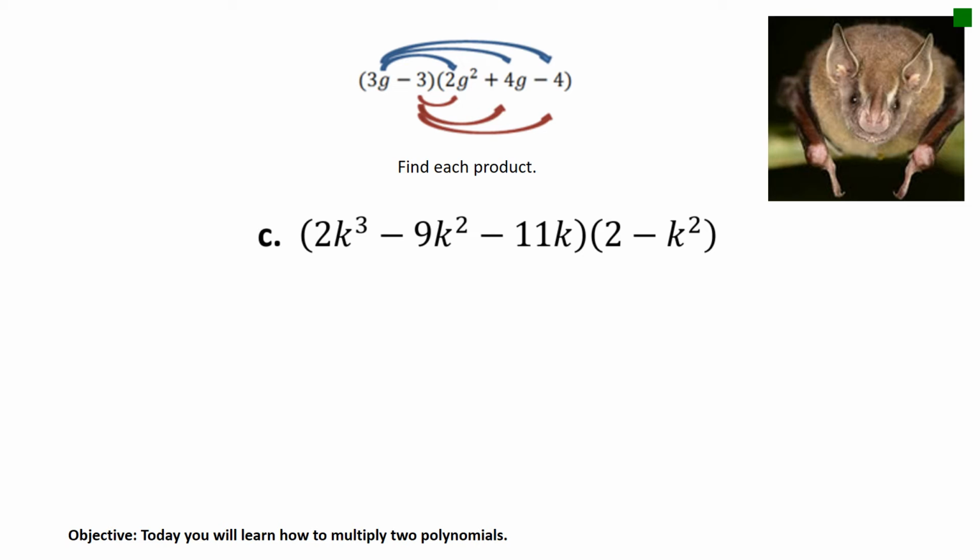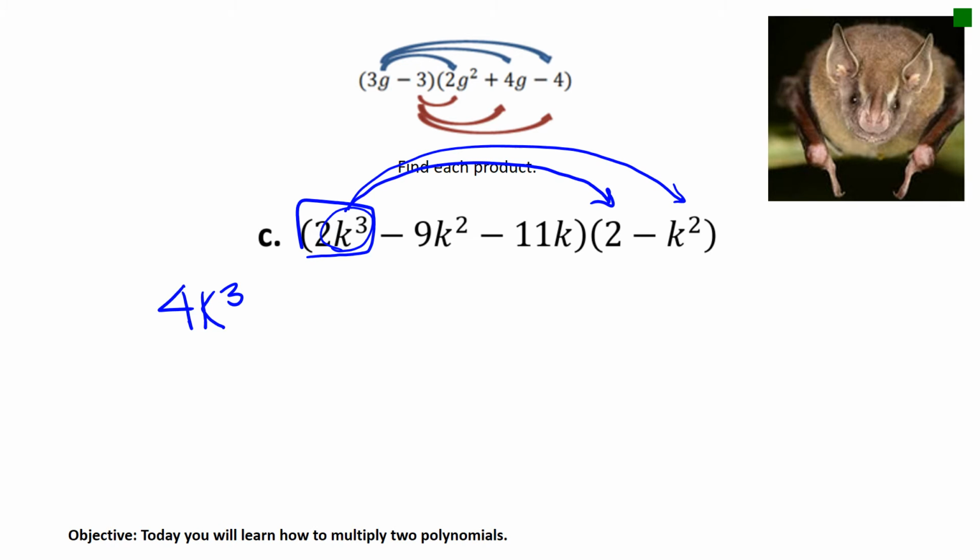Let's start again. We're going to do the same thing. We're going to take this 2k cubed and multiply it all the way over here times 2. So 2 times 2 is 4. This is the only thing with a k, so it's k cubed. Now we're going to take it all the way over here and multiply it. Remember, there's a 1 there, times negative 1k squared. So 2 times negative 1 is negative 2. I have 3 k's here, 2 k's here, for a total of 5 k's.